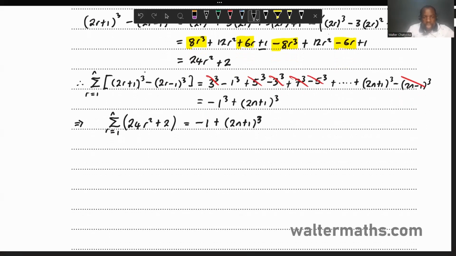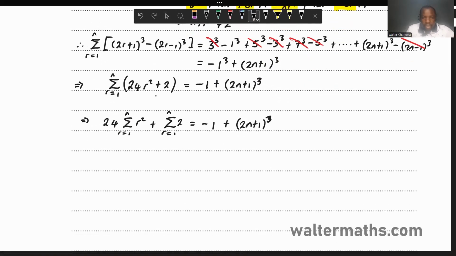And we're going to say that this is the same as 24 of the sum of squares, plus the sum from r equals 1 up to n of 2, being equal to minus 1 plus 2n plus 1 cubed. So that's 24 of the sum of squares plus here, this gives us 2n, being equal to minus 1, plus, let's just expand 2n plus 1 cubed. And this will give us 8n cubed, and that's going to be plus 12n squared plus 6n plus 1, basically.